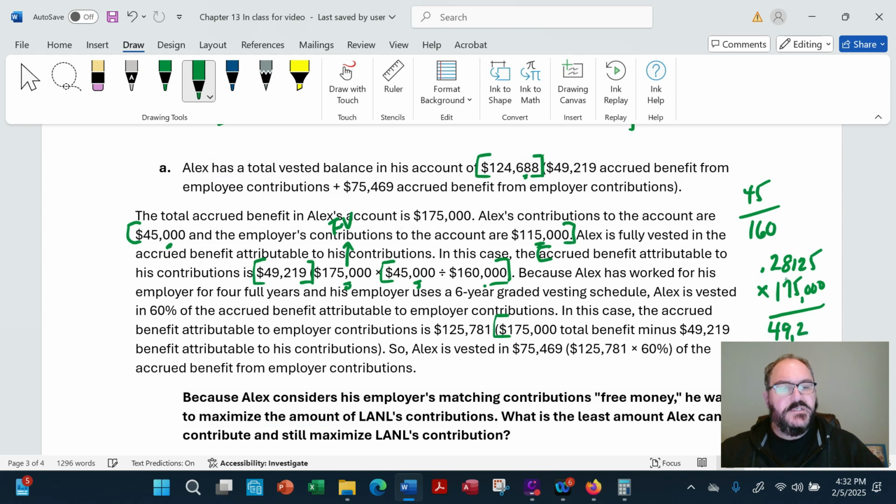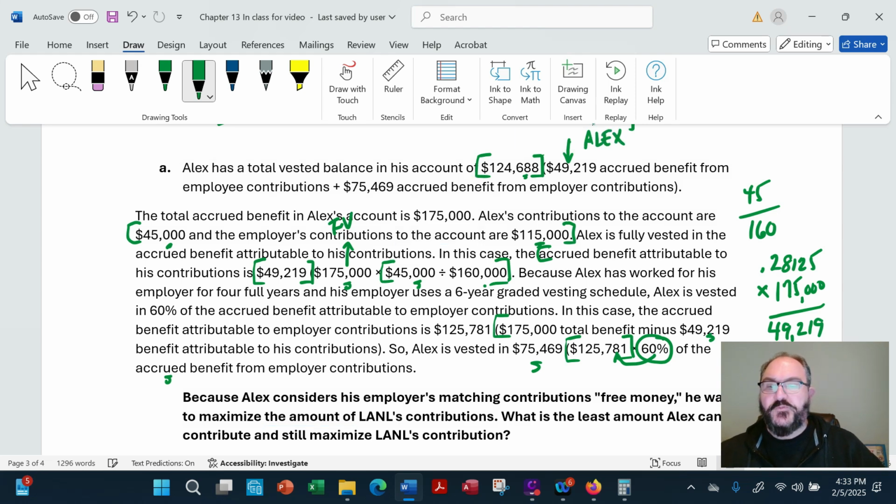49,219. This is the amount from Alex. Okay? So you take the total benefit minus the amount from Alex, right? And what happens is you wind up getting $125,781. Now, after that number of years, he only has 60% of it accrued. Okay? So 60% times this gives you that 75.